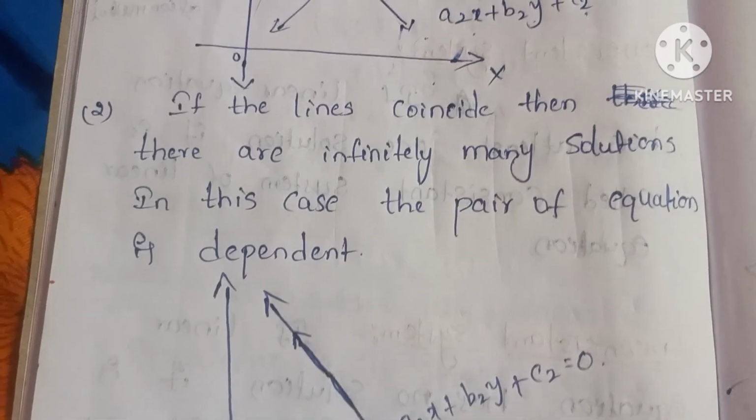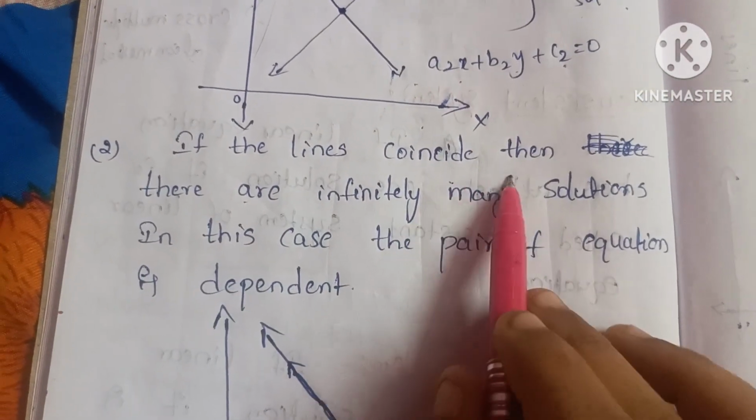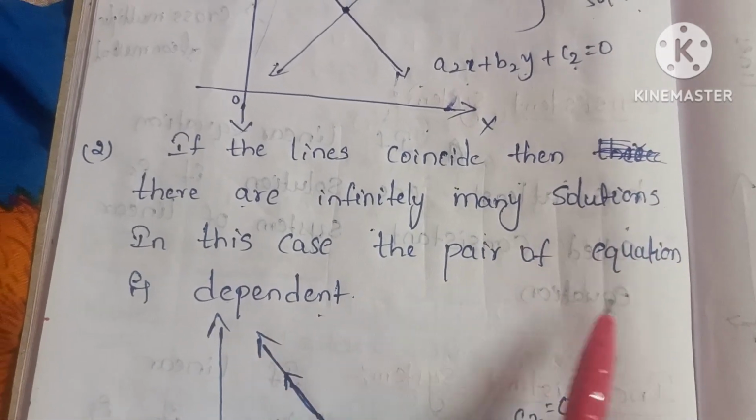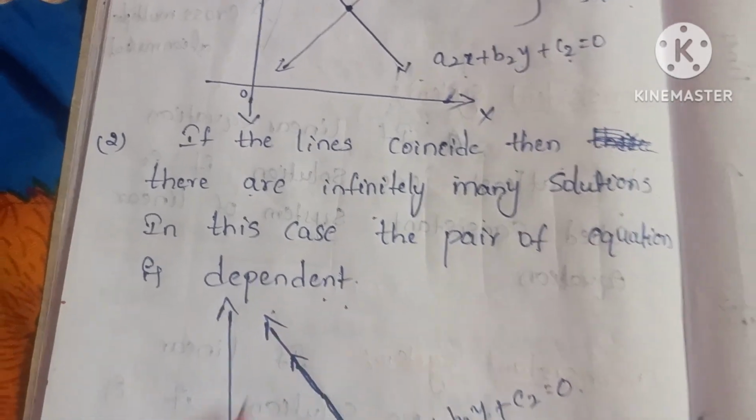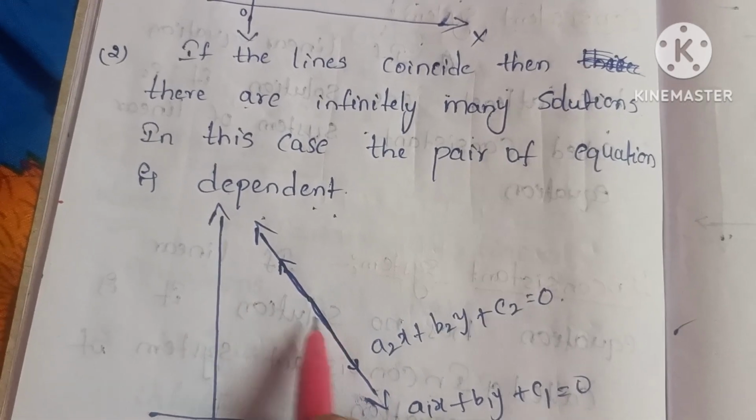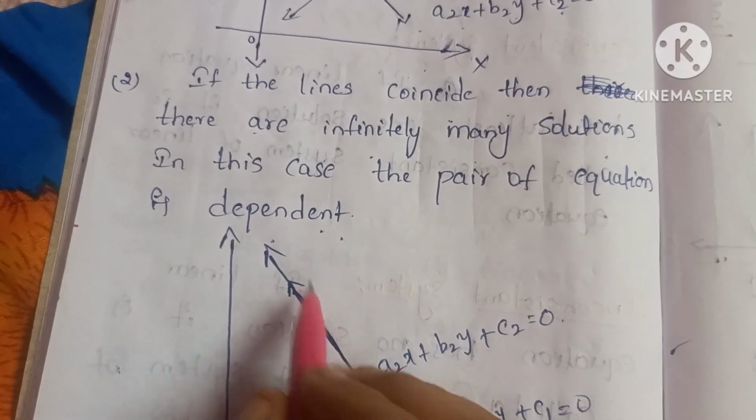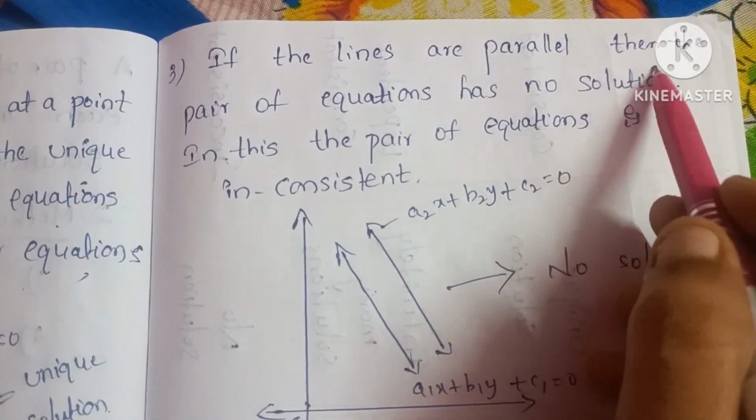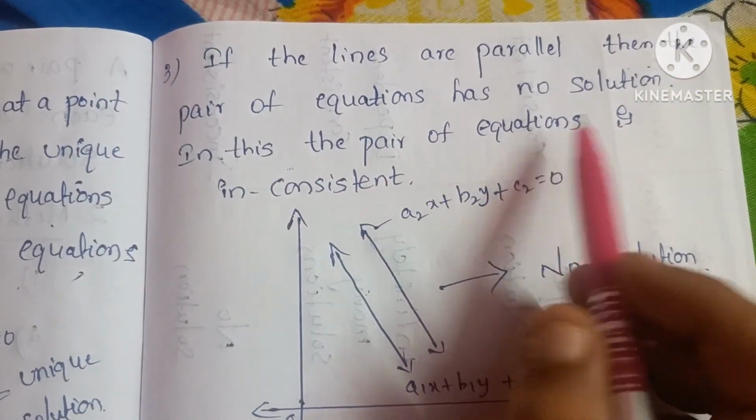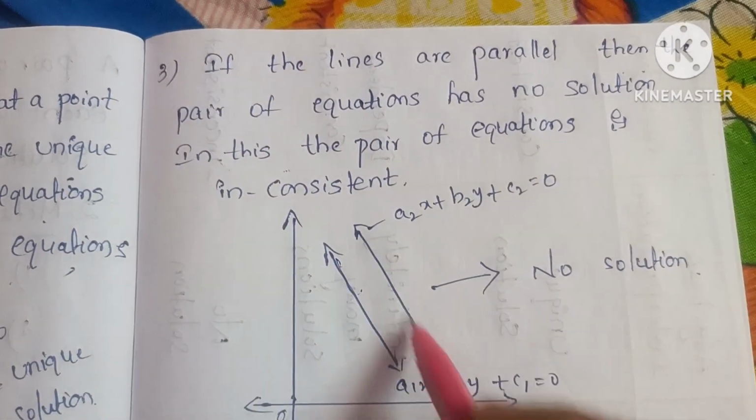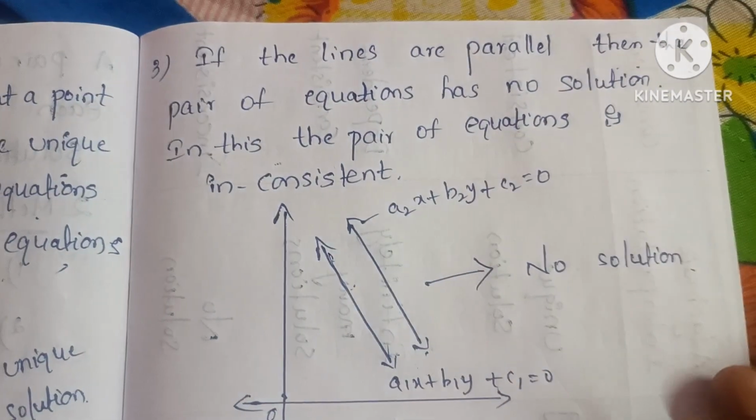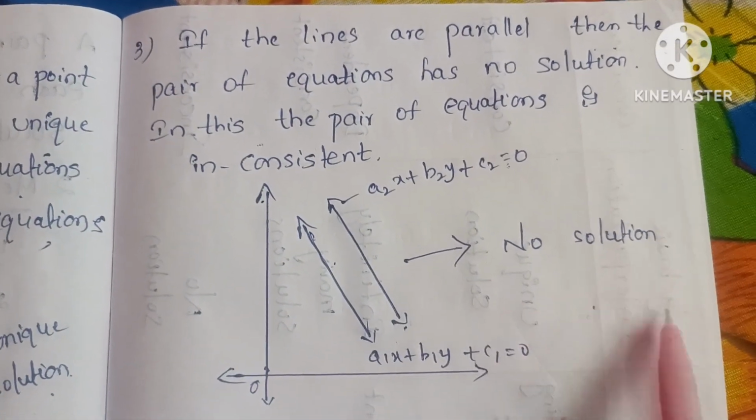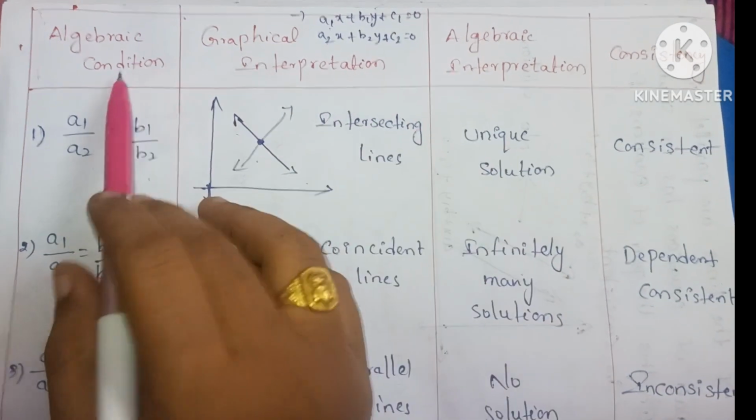Next one, second case: if the lines coincide, then there are infinitely many solutions. In this case, the pair of equations is dependent. For suppose, in this, these two lines are coincident lines. Dependent solution. If the lines are parallel, then the pair of equations has no solution. That solution is called inconsistent. This is no solution.